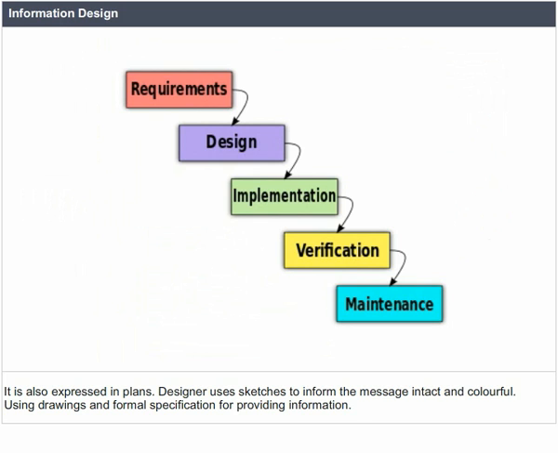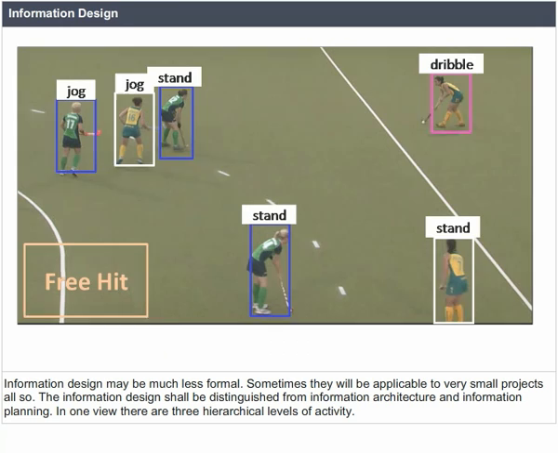Designers use sketches to keep the message intact and colorful, using drawings and formal specifications for providing information. Information design may be much less formal. Sometimes it will be applicable to very small projects also. The information design shall be distinguished from information architecture and information planning.